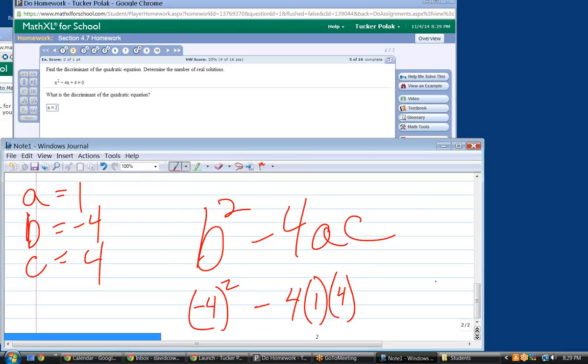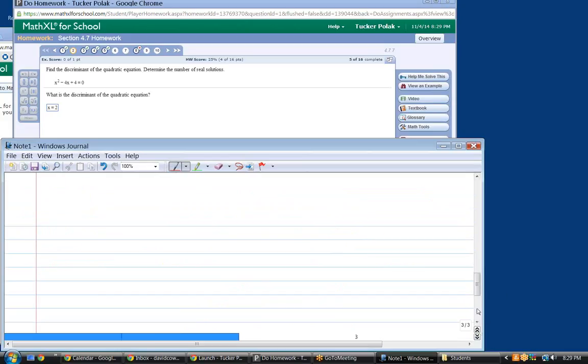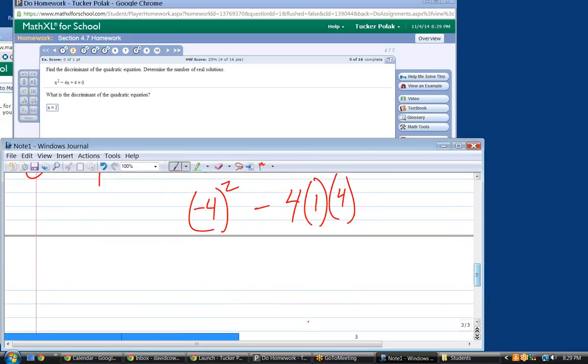What's minus 4 squared? 16. Minus 16 equals 0. So the discriminant is 0.